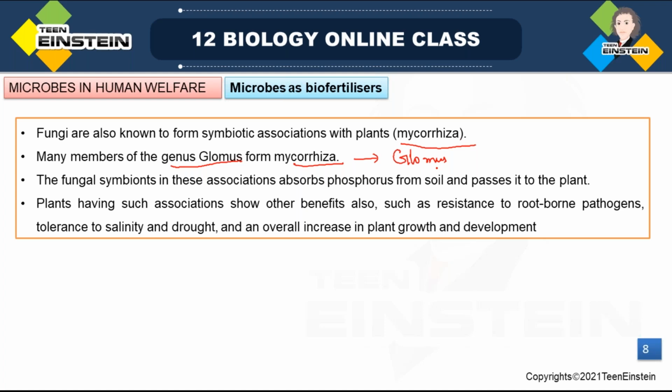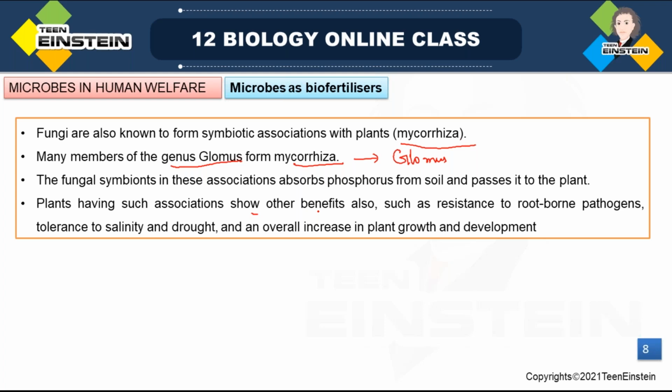In this symbiotic association, the fungal part absorbs phosphorus from the soil and passes this phosphorus to the plants. These plants show resistance to root-borne pathogens, and they show salinity tolerance and drought tolerance. Overall, it increases plant growth and development.